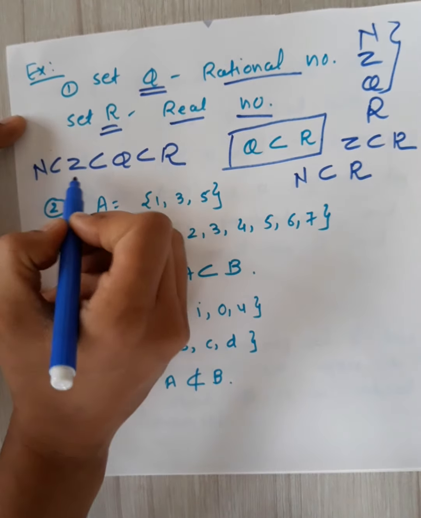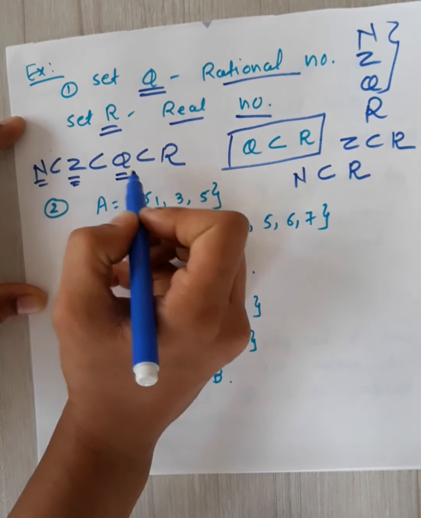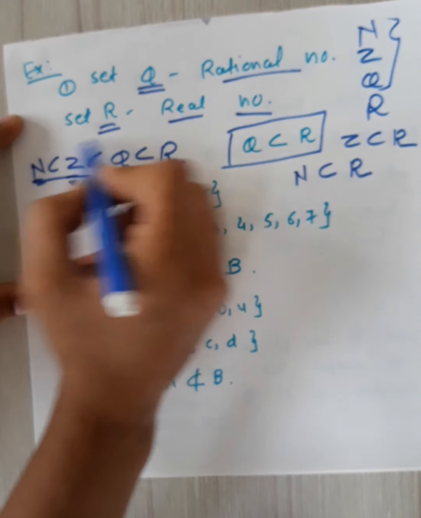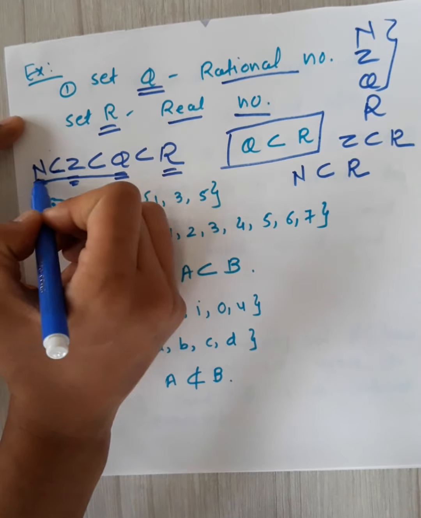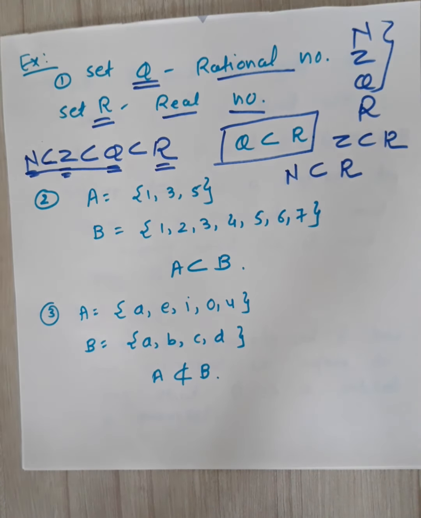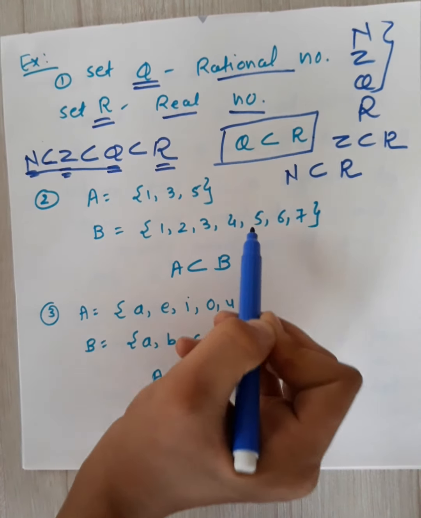Why? Because all the elements of N are present in Z, all the elements of Z are present in Q, all the elements of Q are present in R. That's why we can write N subset of Z, subset of Q, subset of R. Same way, A is equal to {1, 3, 5}, B is equal to {1, 2, 3, 4, 5, 6, 7}.